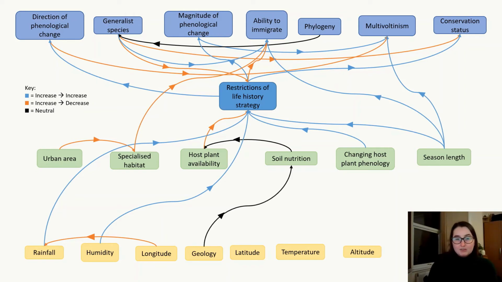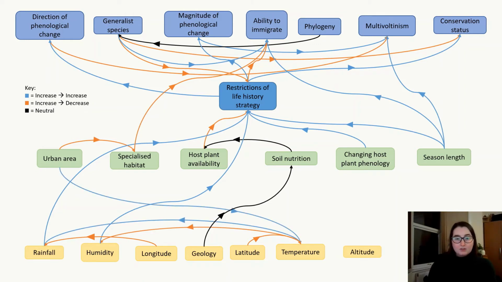Geology will impact soil nutrition. So as we know, we have different types of rock underneath the UK, and this really can impact the soil, which in turn impacts the host plant. Latitude, so the more northerly we go, the colder it is. And temperature, really important. So the higher the temperature, the lower the humidity, but the higher the rainfall.